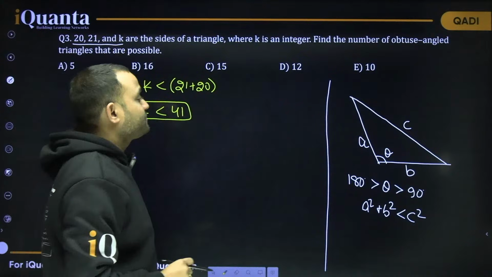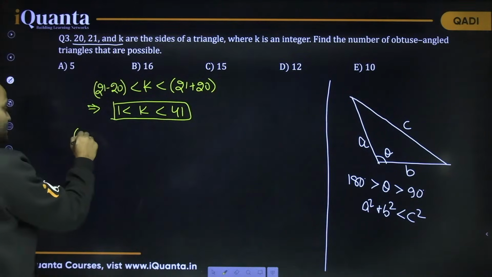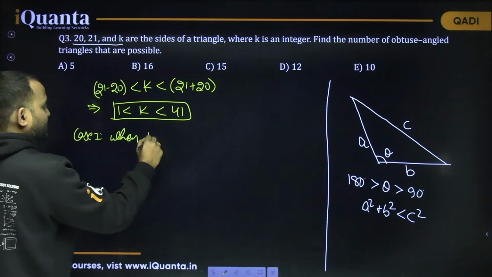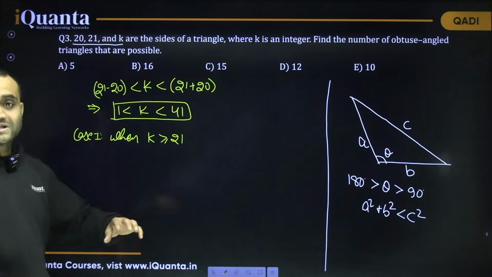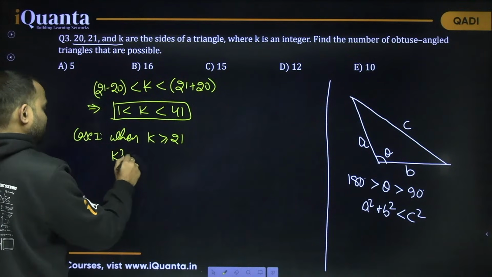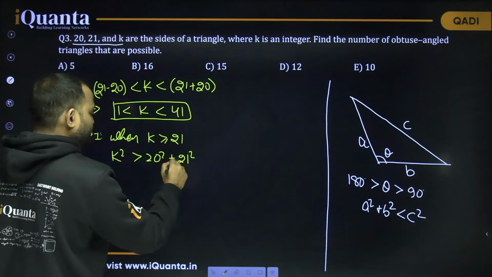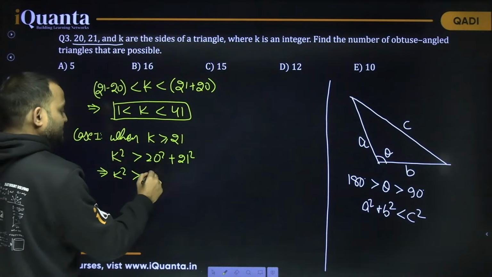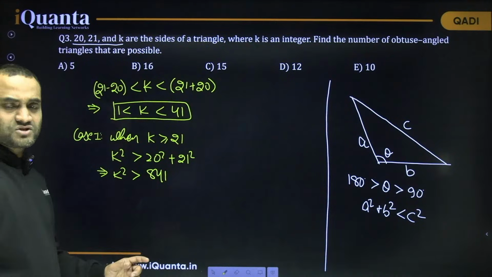Now, in case of the greatest side, we will have to consider two different cases. Case 1, when k is greater than or equal to 21, means k is the greatest side. What will happen in that case? That k square is greater than 20 square plus 21 square, or k square is greater than, this is 841, right? What is 841? It's 29 square.